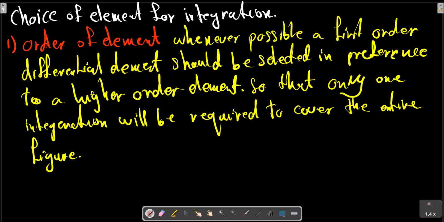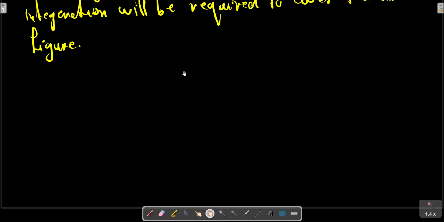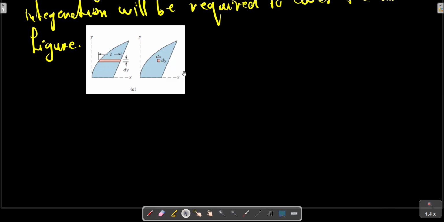Consider this picture, a first order horizontal strip of the area A. This picture provides an example. In this example, a first order horizontal strip of area dA = L dy will require only one integration with respect to y to cover the entire figure.